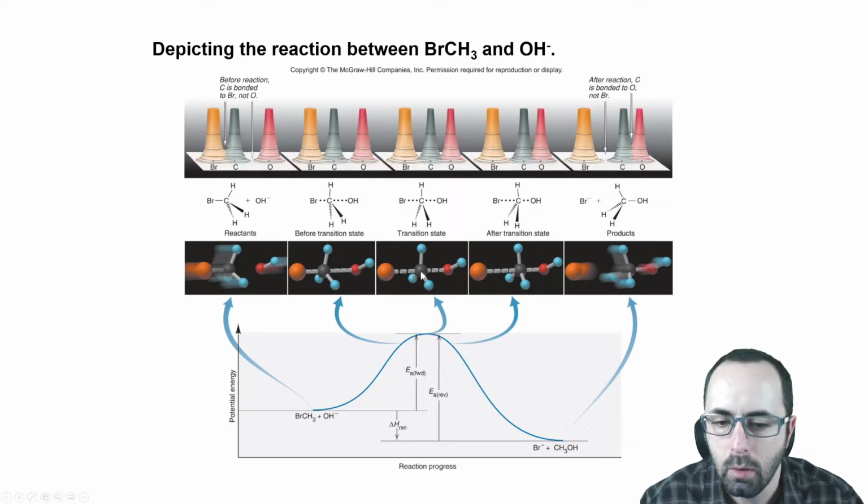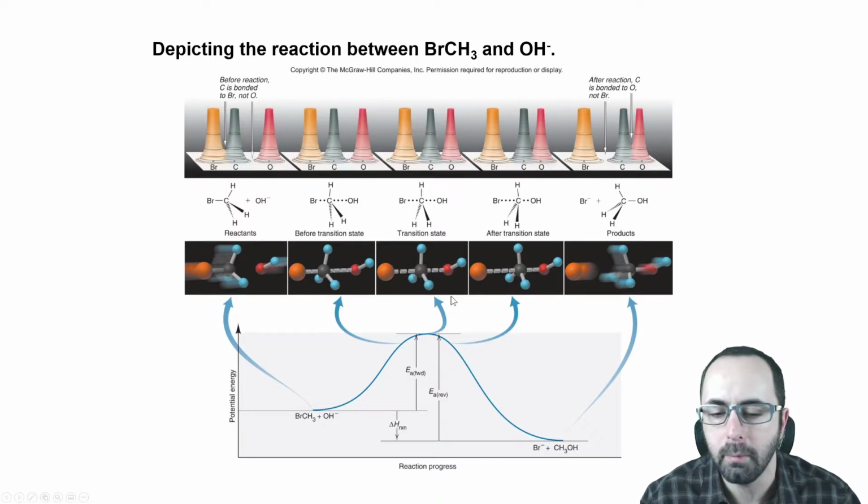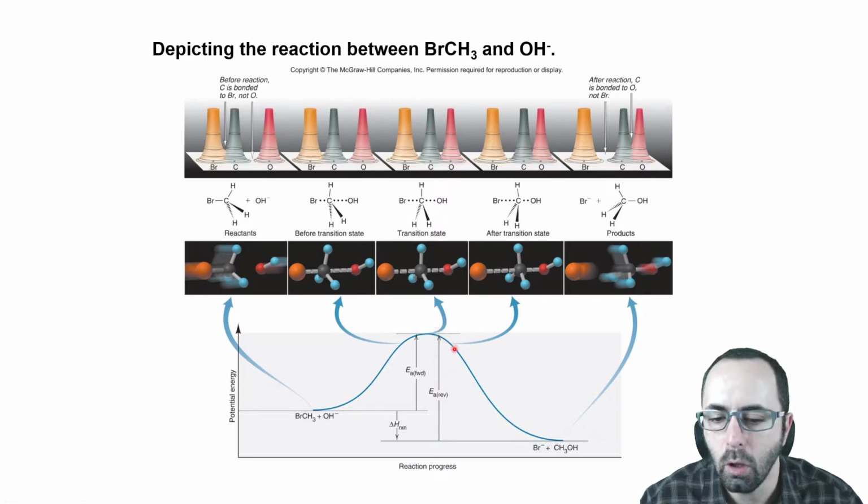And so now we can see that the bond between the carbon and the bromine is basically halfway broken. The bond between the oxygen and the carbon here is halfway formed. So we're at the middle point in this reaction happening. Then we start to go to a lower energy point here. So we're going down this energy diagram here.